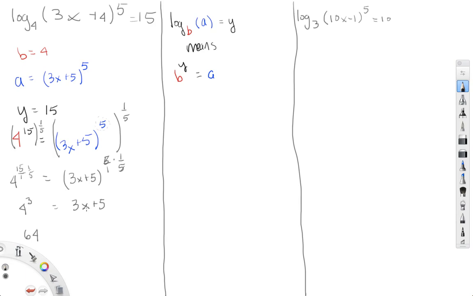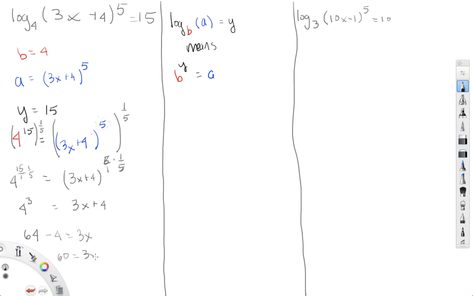And now, oh, this is a 4. I don't know why I keep writing things wrong. This is supposed to be a 4. Let me try that again. So that's supposed to be a 4. So 64 minus 4 is 3x.